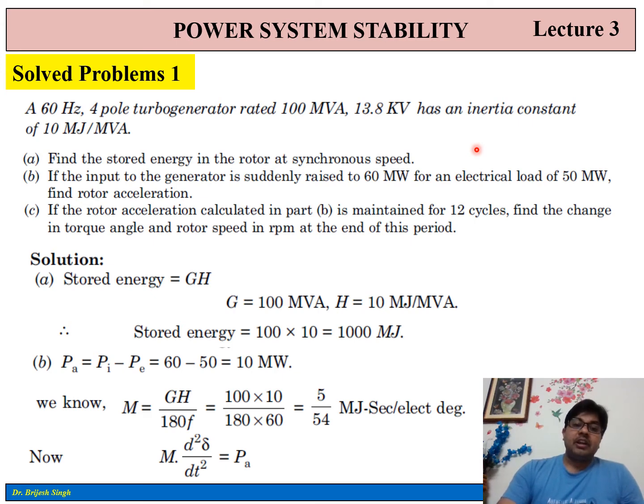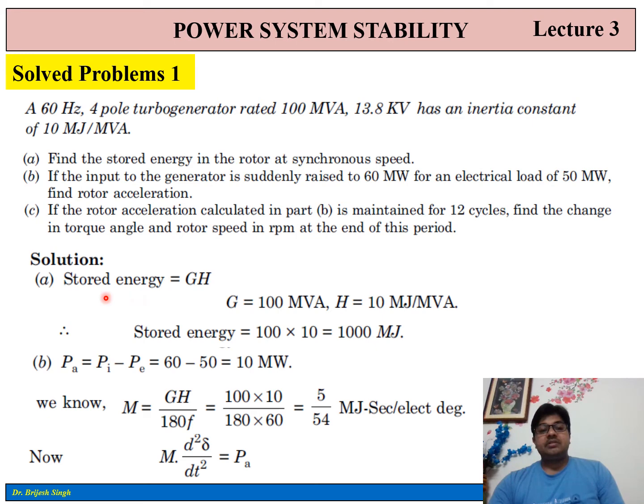Third, if the rotor acceleration calculated in part B is maintained for 12 cycles, then find the change in torque angle and the rotor speed in RPM at the end of this period. So the entire problem is asking three major things: how much stored energy is there, what will be the rotor acceleration, and third, if the rotor is accelerated for 12 cycles, what will be the torque angle and the rotor speed in rpm at this particular time.